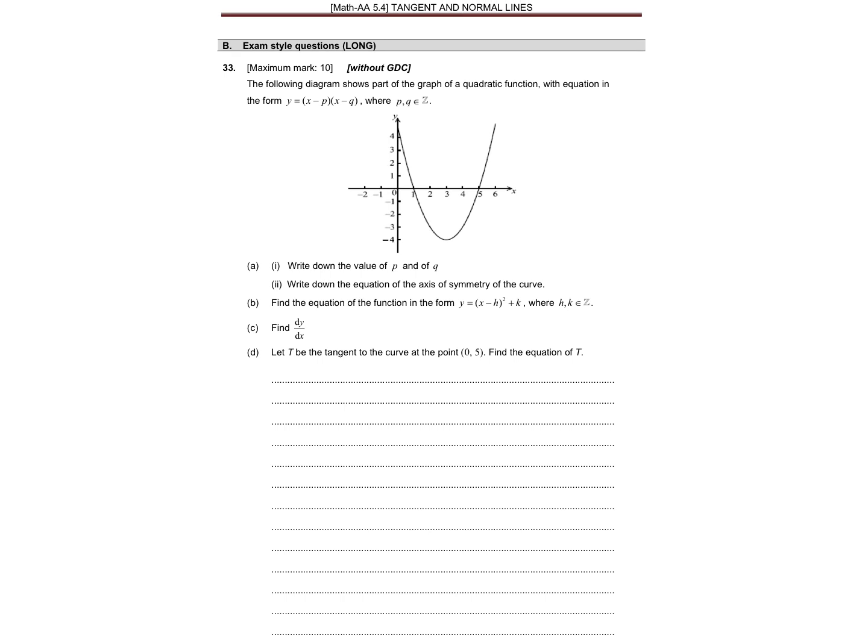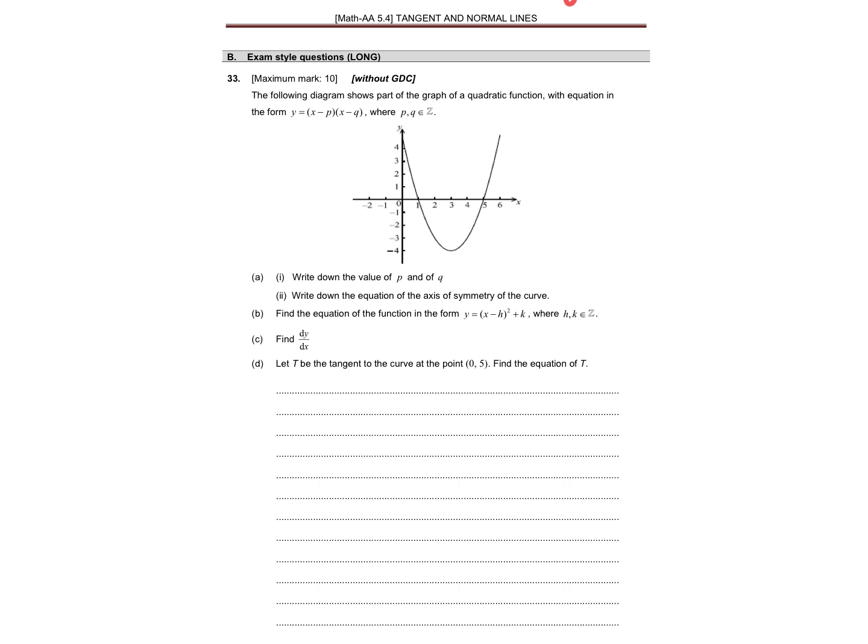All right, these long ones. The following diagram shows part of the graph of the quadratic function with equation that. So we know immediately that y is going to be equal to (x minus 1)(x minus 5). So p is 1, q rather, is 5, because those are the x-intercepts.